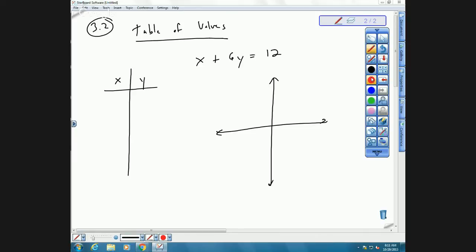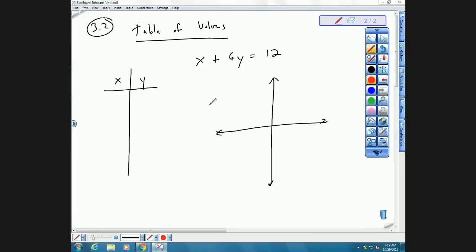You can pick any number you want. So if I pick any number x I want, I can plug any number x I want in and solve for y, and that would tell me where it's at that point. Okay. So I heard Tyler say 0.